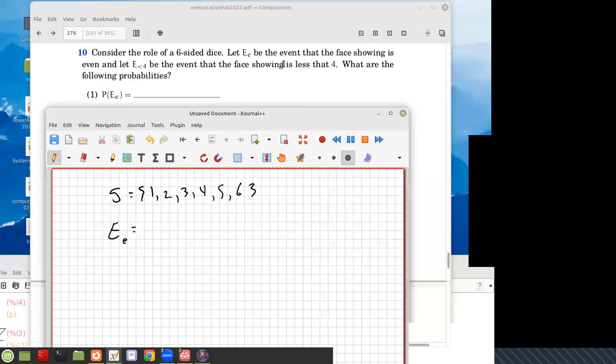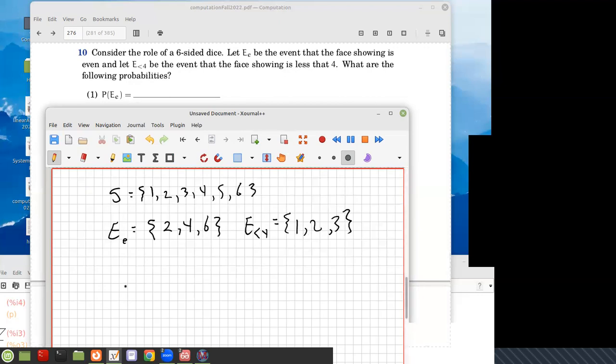E sub E makes sense. It's the event that the number on the face showing is even. This is 2, 4, 6. And then we have a second event, E less than 4, which is going to be 1, 2, and 3. Now that makes sense of the notation: E sub E is the even outcomes, and E less than 4 is the event that the face showing is less than 4. So the probabilities we want to calculate are, first, what is the probability of an even face showing?